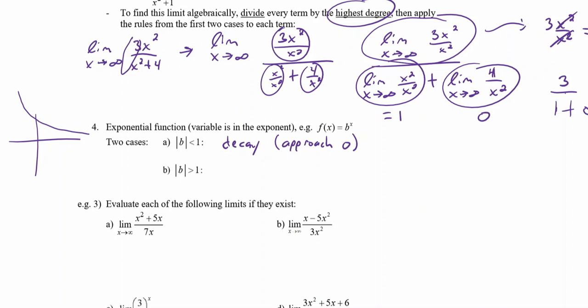Okay, and then you probably read my mind here. What if b is greater than 1? Growth, yeah. So that's going to approach infinity, which you would say does not exist. The last one is equal to 0, and this one does not exist.